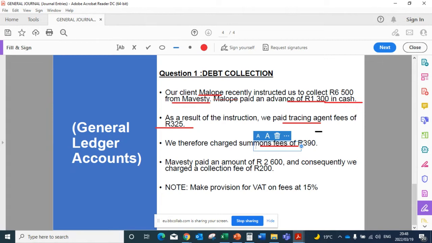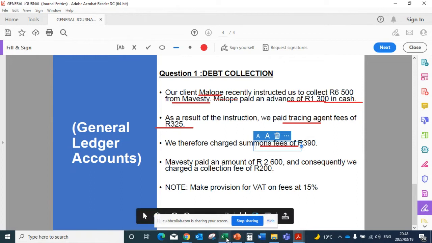So a client, remember, is my debtor. So I must go and make sure that I charge 390. But remember here, I said to make provision for VAT. In other words, it means we are VAT vendors. So the fees which you're going to charge need to be inclusive of VAT, because SARS will need to have that particular VAT. And remember, the VAT that we charge SARS, we normally call it VAT output.